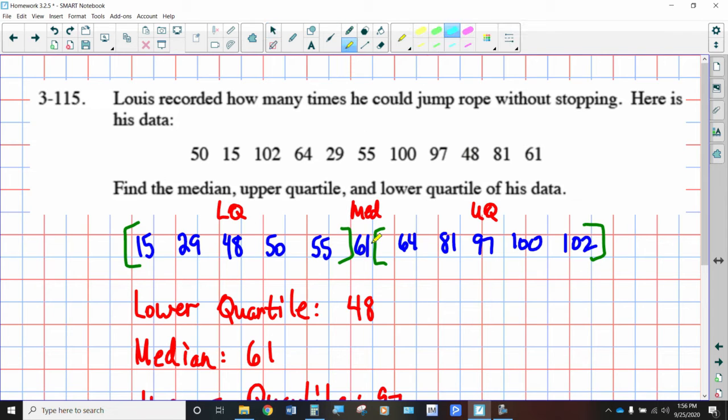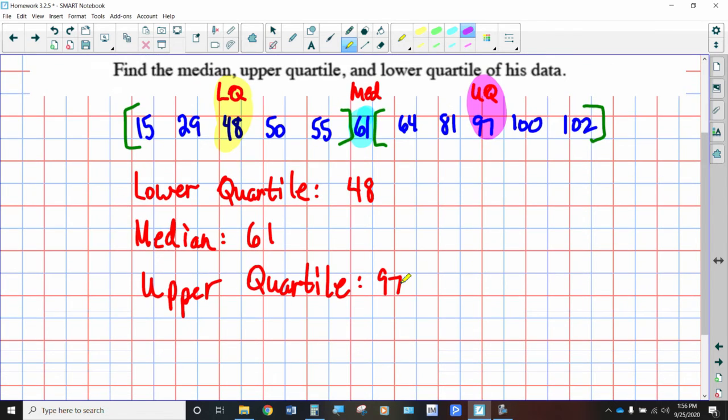So the median itself is a number that falls directly in the middle of the data. Since we've got 1, 2, 3, 4, 5, 6, 7, 8, 9, 10, 11 pieces of data, the one in the middle, there's only going to be one, since there's an odd number of numbers. So that one number in the middle is 61. To find the lower quartile, you have to take all the data that is less than the median. So we've got 1, 2, 3, 4, 5 numbers less than the median. So the lower quartile is the median of the lower half, and the upper quartile is the median of the upper half. So lower quartile is 48, the median is 61, the upper quartile is 97.